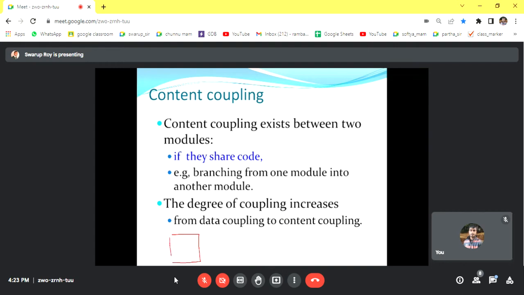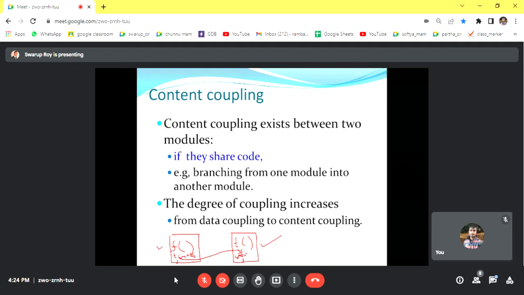Let me explain how it happens. There are two different modules, and there are some functions inside them, say f and t. Now, from the body of one function, you are basically going to another function's body. Say from here you use a go to, where you are sending a label mentioned over here, level 5. Go to level 5, which is in module 2.